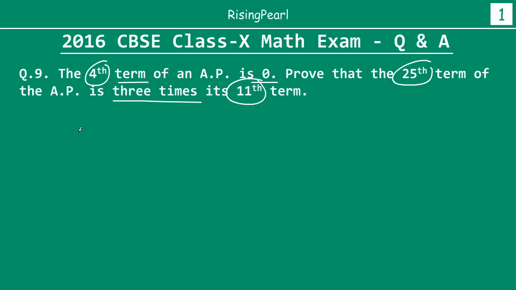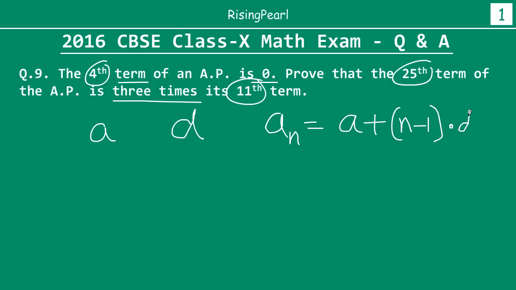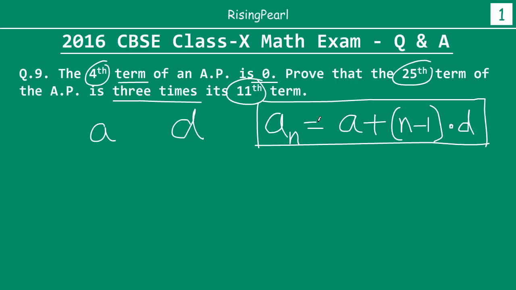So we are going to assume that the first term is A and the common difference is D, right? So if the first term is A and the common difference is D, what is the fourth term? Now we know that the nth term is equal to A plus n minus 1 times D. This is how we find the nth term of an arithmetic progression. So if you use this formula, our first term is A and the common difference is D.